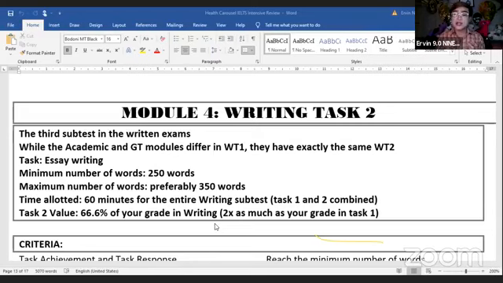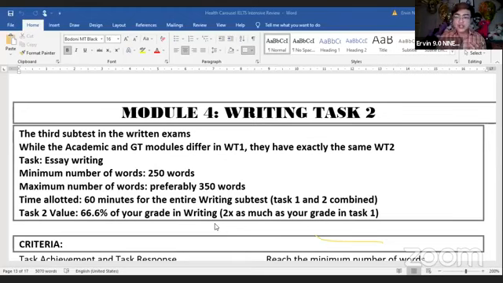The academic candidates are going to write a statistical report, whereas the general training candidates are required to come up with a letter. Writing task 1, whether academic or general training, requires at least 150 words. Kindly take note, that is the minimum. The moment you fail to reach 150 words, automatically, that is a grade of 5 in writing. We don't want anyone getting a low band score just because the writing task is unfinished. This is why we need everyone, in your capacity, to reach the minimum number of words. What about the maximum?